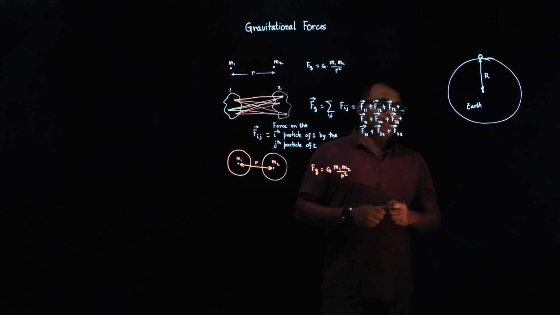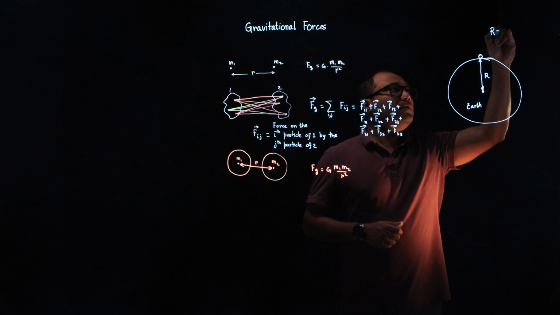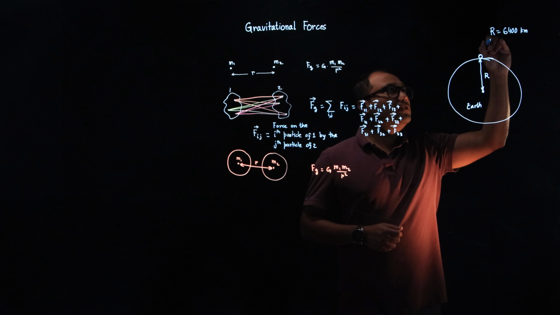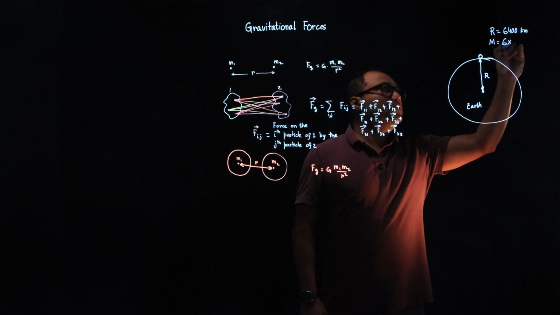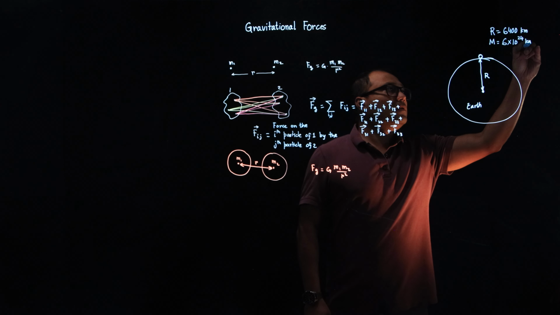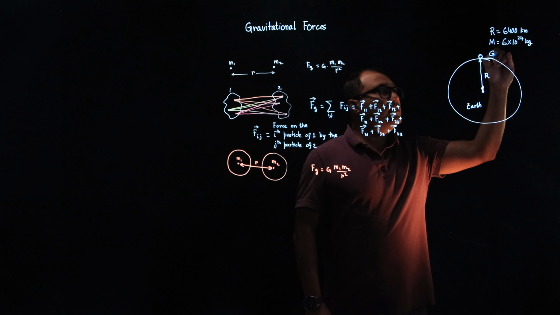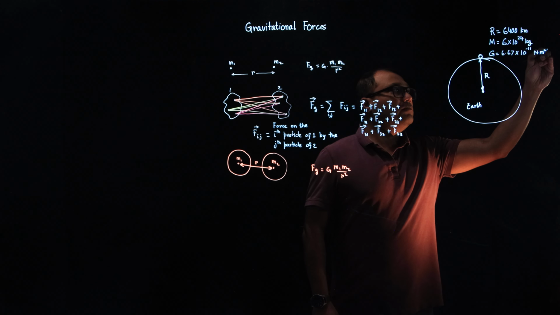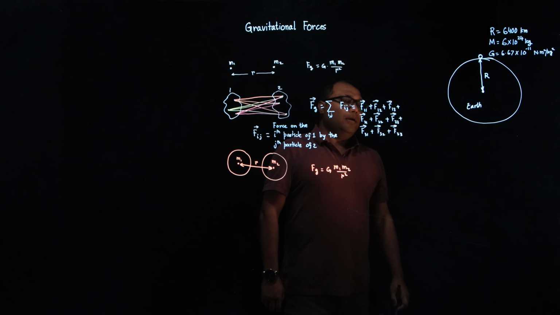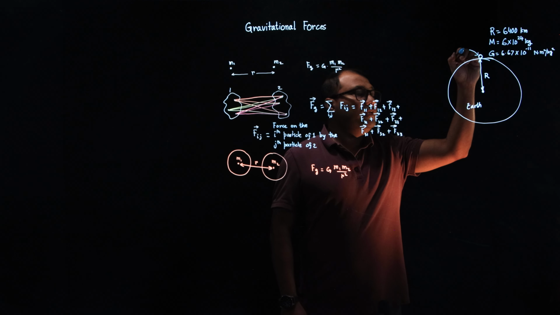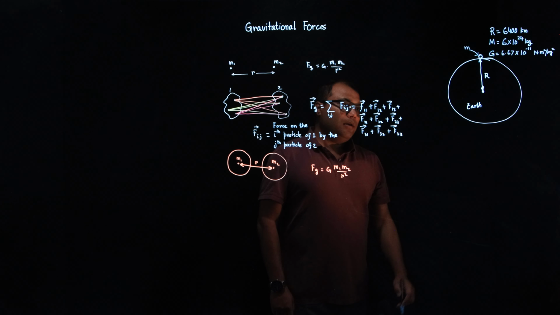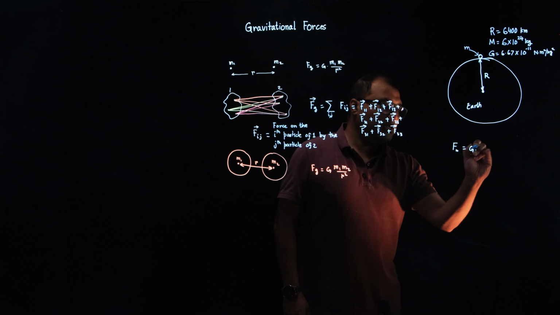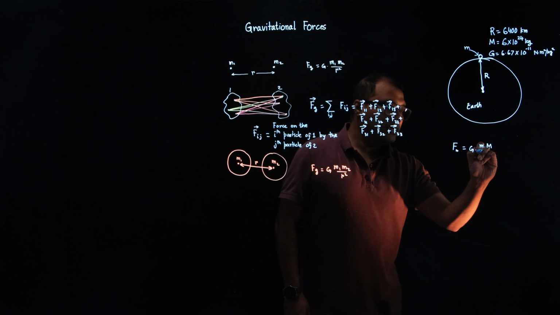Now, r is the radius of Earth, which we know is 6400 kilometers. We know the mass of the Earth is 6 times 10 to the power 24 kg. We know our gravitational constant is 6.67 times 10 to the power minus 11 newton meter squared per kg squared. Now, if this small mass near the Earth's surface is m, then the force of gravity on the small mass m is G times m times the mass of the Earth divided by r squared.